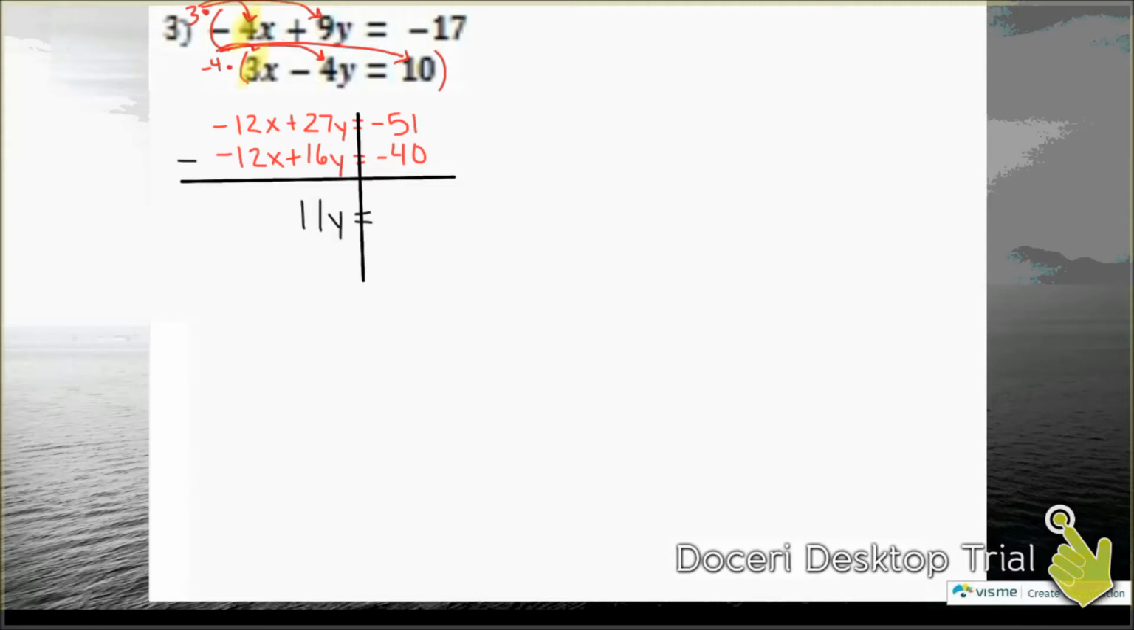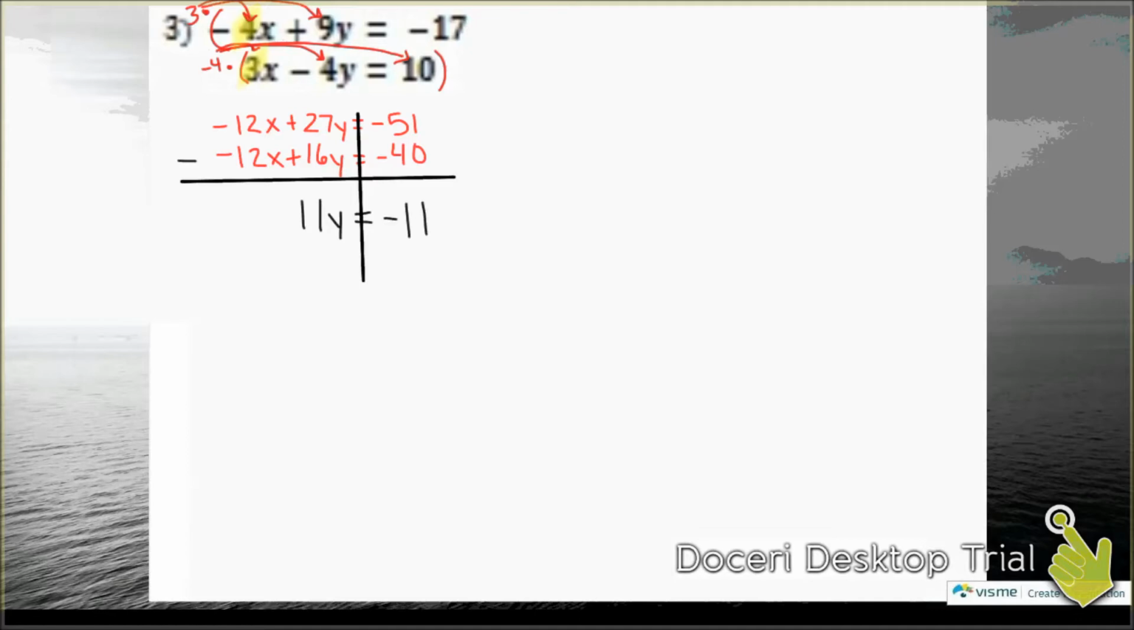Okay, let's look at our last part. A little tricky here because we have a lot of negatives again. Then on the right side, I have negative 51 minus negative 40. Again, similar situation. I have subtraction and a negative, which flips it to addition or positive. So it's really negative 51 plus 40. And if I'm at negative 51 and I add 40, so I'm going back towards 0, that's going to end up at negative 11. So I have 11y equals negative 11.